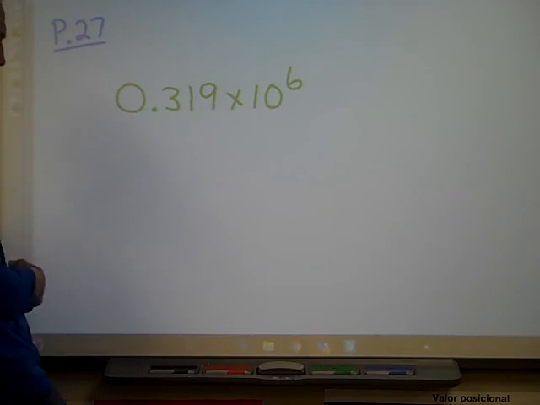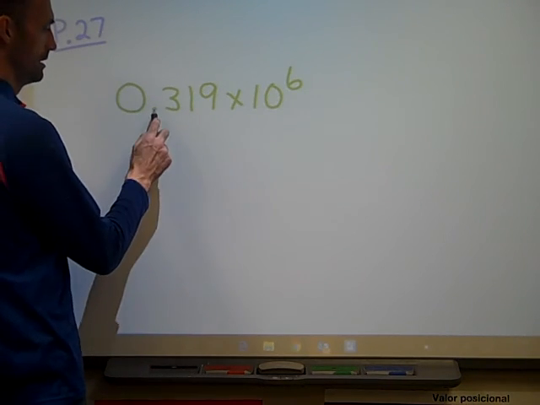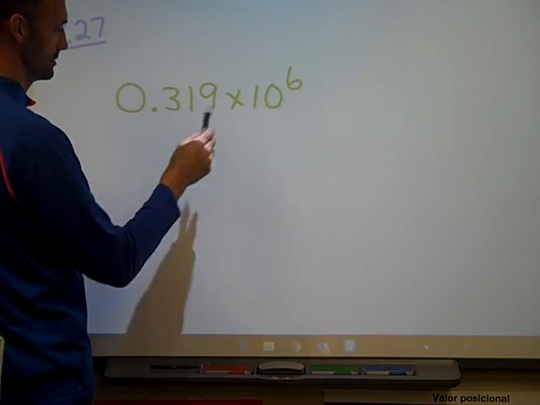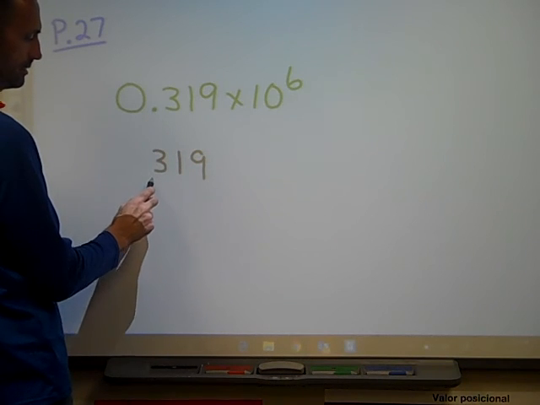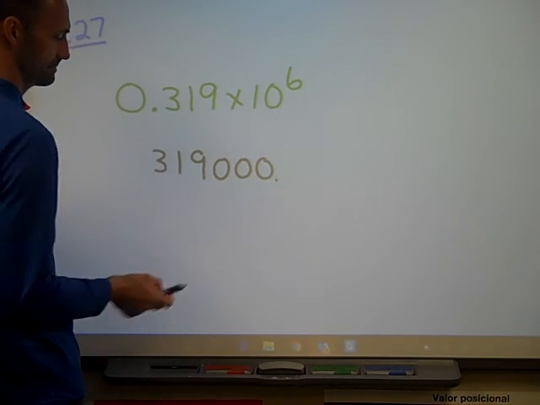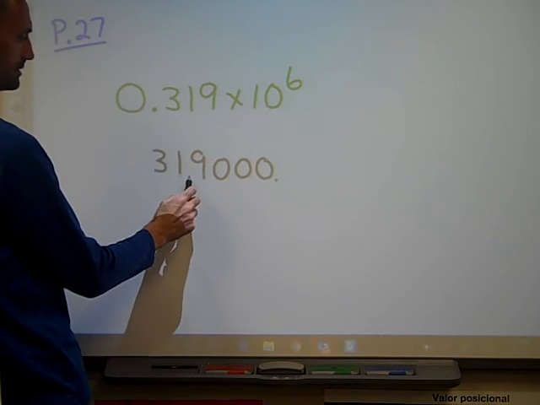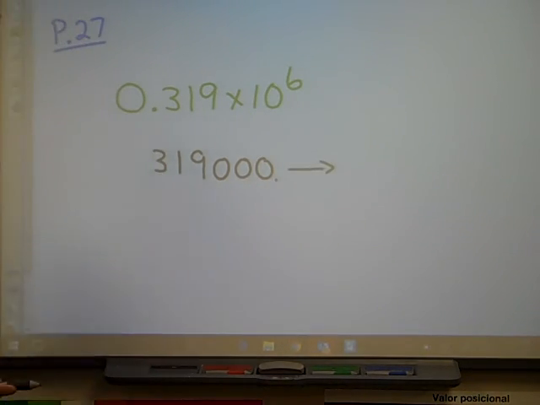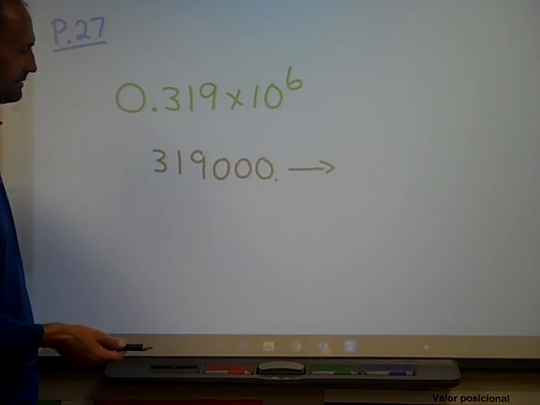So since it's not written correctly, we're going to write it in standard form. So positive 6 tells the decimal to move 6 places to the right. So it was here, 1, 2, 3, 4, 5, 6. Okay, so it started here, we're moving it 6 to the right. 1, 2, 3, 4, 5, 6. Now we can take that and write it correctly in scientific notation.